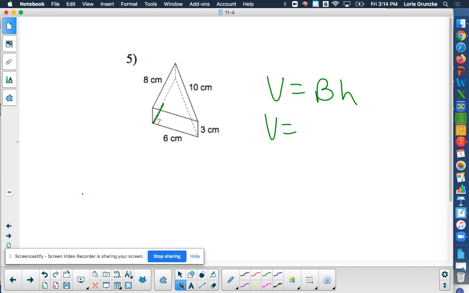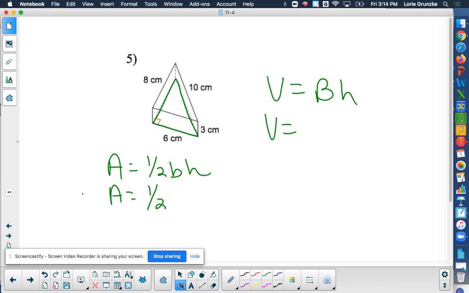I'll trace it for you. There's one base. So on the side, I do 1/2 the base times the height. That's how I find the area of a triangle. A 1/2 is still a 1/2. Now the base and height have to be 90 degrees apart.